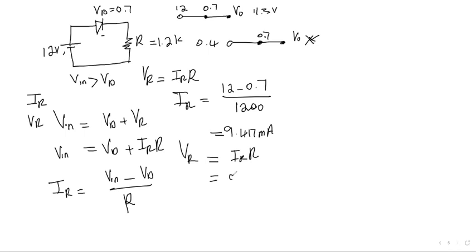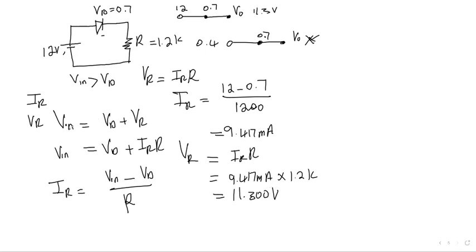So the answer is going to be 9.417 milliamperes multiplied by 1.2 K. So what is the answer? The answer is 11.300 V. So VR is equal to 11.300 volts.